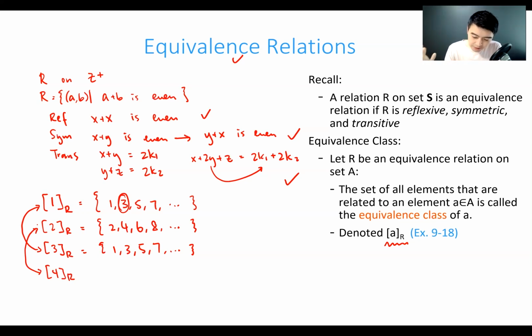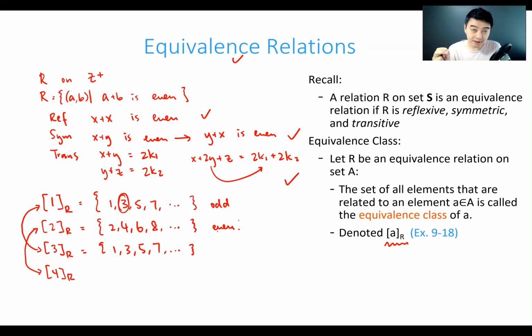Okay, so what we see is that we can keep going with this pattern. And what we find is that for this whole relation, there are two classes. There's the class of the odd numbers, and there's the class of the even numbers. So essentially what we're saying here is that any of the odd numbers added together is even. Any of the even numbers added together is even. So there's two classes.